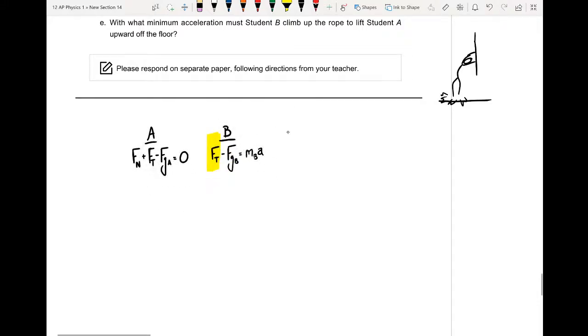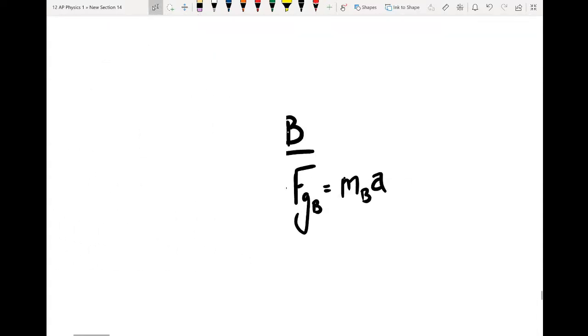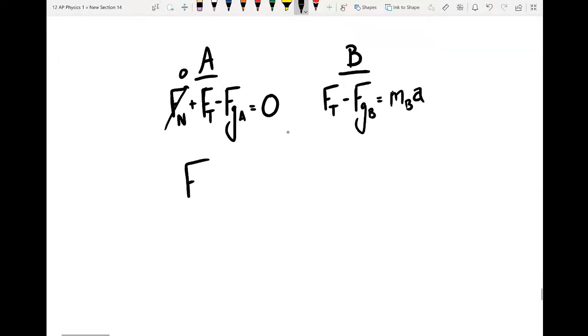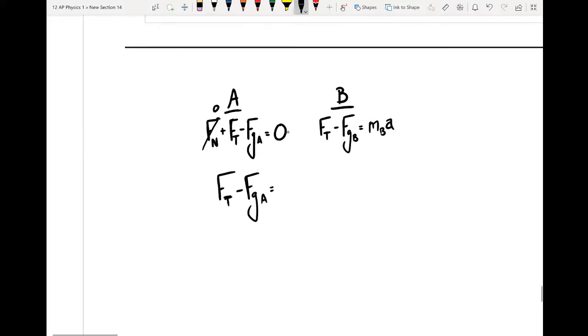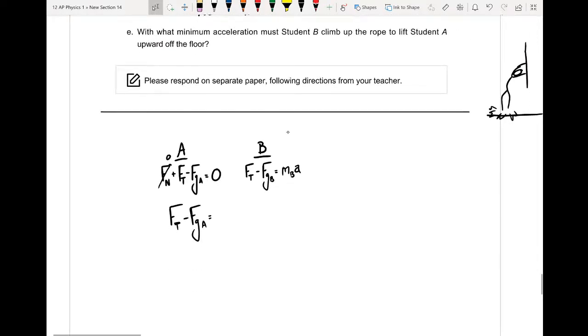Without the highlighter. So we use the same setup, except this time we're going to say the normal force is just equal to 0. In this case, it's a little bit weird, but we're still going to say that the acceleration is 0. We're looking for the minimum. So picture a situation where they're accelerating as minimally as possible.